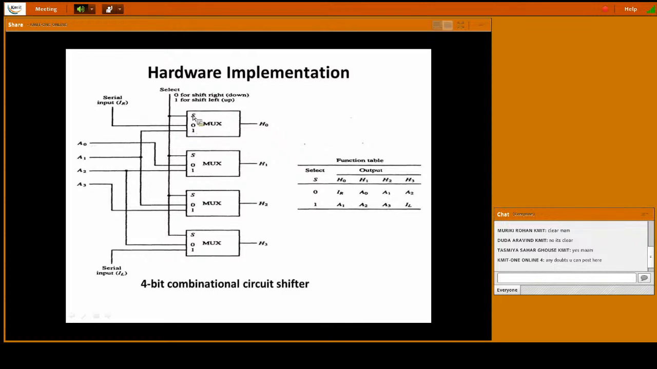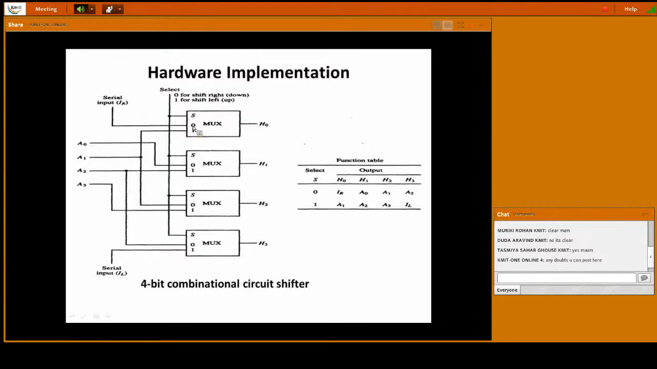So from the first multiplexer, you will get the output H0. What is a multiplexer? From multiple input lines, it will select only one output line. These are the multiple input lines, and it will always give a single output line. So the single output from the first multiplexer is H0. From the others it is H1, H2 and H3.